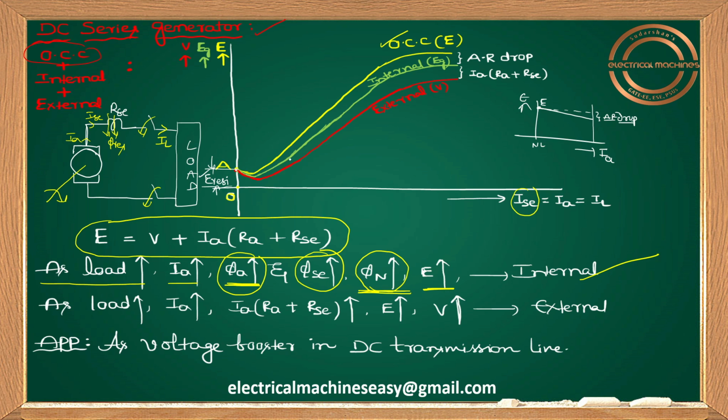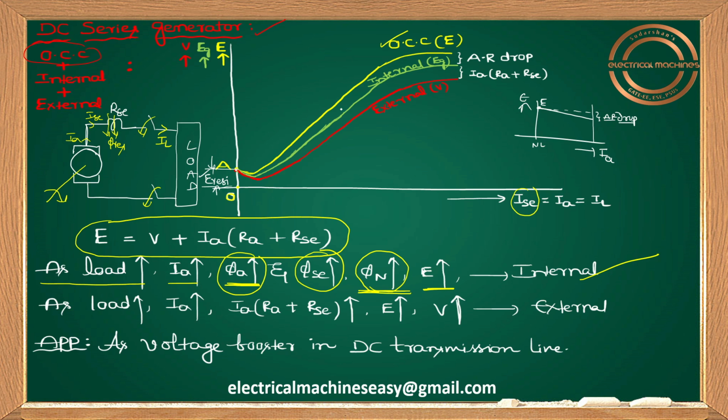That's the reason why you are getting rising curves here. And don't confuse OCC with internal. If you see, these internal curves are below the OCC curve only. What's the reason for that? Anybody, please try to understand. Compared to the OCC, the internal curve will be below the OCC.